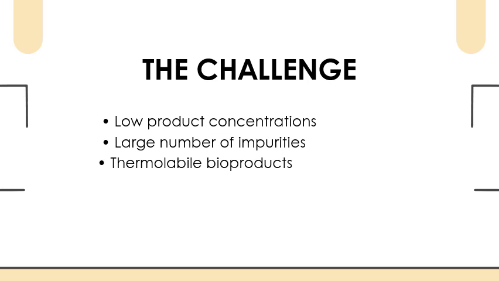The challenges that we face in the downstream processing are that we have low product concentration, a large number of impurities that we have to deal with and remove, and finally the thermolabile byproducts. Some of the products are able to sustain high temperature, but some products will either be inhibited or lose their efficiency at high temperature. So these have to be considered during the bioprocessing, downstream processing.